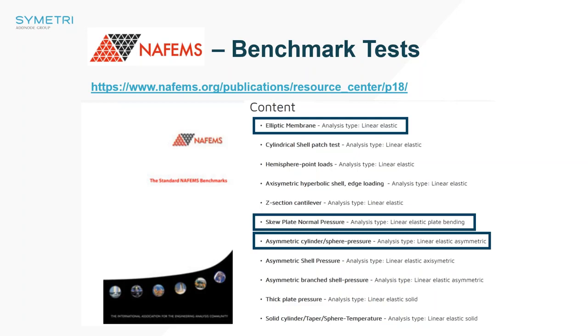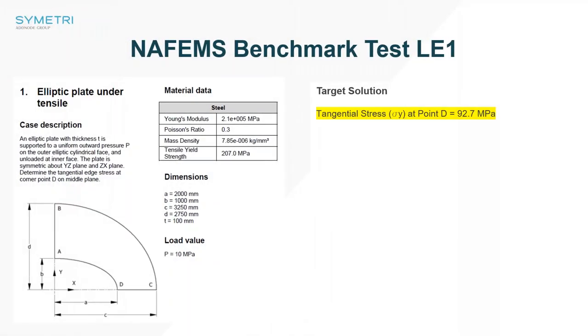I've taken a handful of these tests, which I'm going to go through and show you what type of results we get when we compare these against NAFEMS. So let's take the first one, the elliptical membrane. So this is the example, and we're going to apply 10 megapascals. We're going to model this as a symmetrical model. We've got pressure on the outside elliptical shape. We're going to define symmetry conditions and then determine if we get similar stresses to this benchmark test.